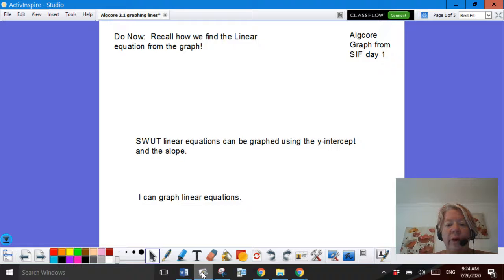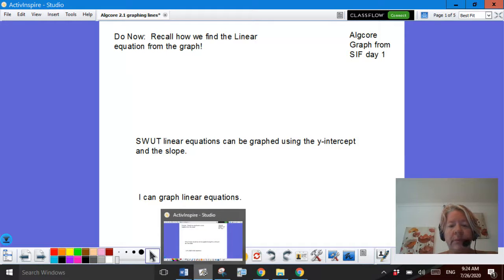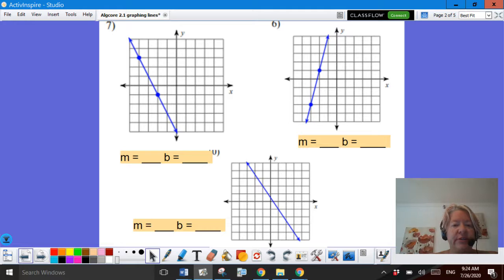Okay, so we're going to work backwards today. And instead of coming up with the equations, we're actually going to graph given the equation, okay? So to make sure that we are good and remember what we're doing, let's go ahead and find our slopes and our y-intercepts from these problems. So go ahead and hit pause and let's see what you can do.